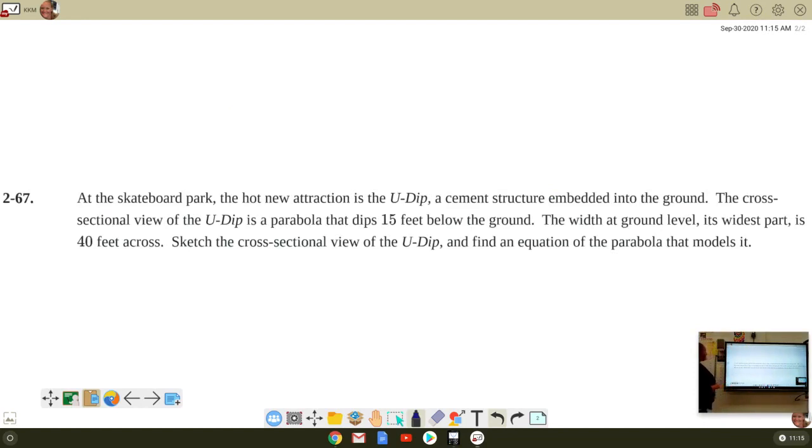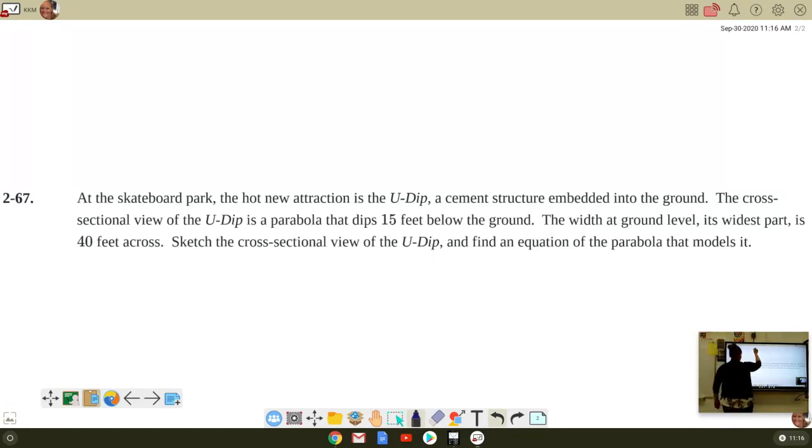Okay, let's take a look at 67. Again, I'm just going to give you a visual so that you know what it looks like, but I'm going to leave the rest of it up to you. So 67 states, at the skateboard park, the hot new attraction is the U-dip, a cement structure embedded into the ground. The cross-sectional view of the U-dip is a parabola that dips 15 feet below the ground. The width at ground level, its widest part, is 40 feet across. Sketch the cross-sectional view of the U-dip and find the equation of the parabola that it models.